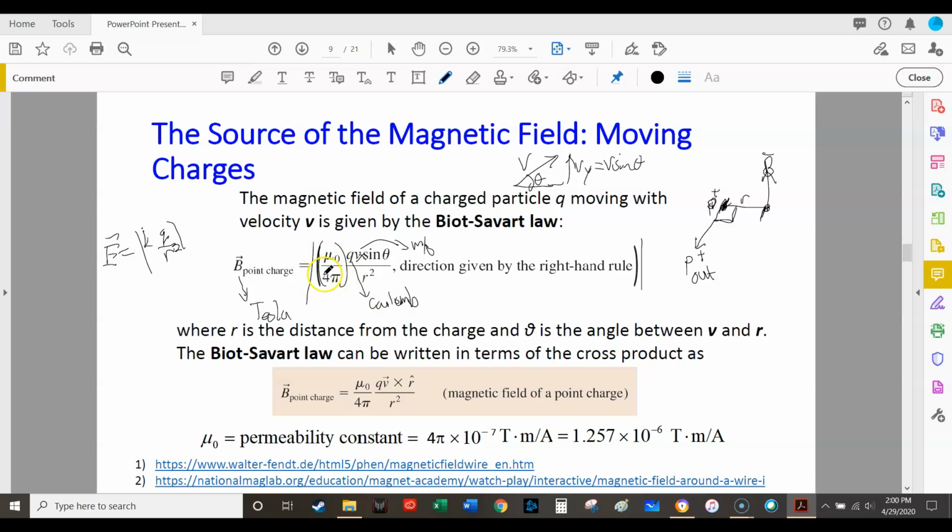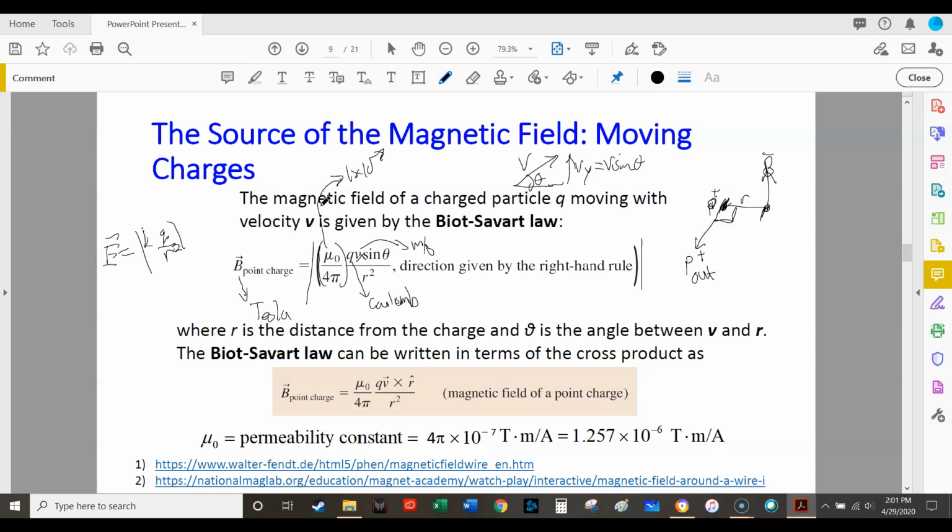And this mu naught over 4 pi, well, mu naught is called the permittivity of free space. It's a constant, so it's actually 4 pi times 10 to the negative 7th. What it does is it makes this whole thing equal to 1 times 10 to the negative 7th, because it's 4 pi divided by 4 pi times 10 to the negative 7th, right?